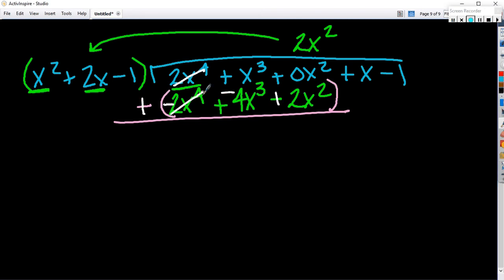The first term should always cancel out on you when you subtract. Because we asked ourselves, what do I need to multiply to make it cancel? What is x cubed minus 4x cubed? That's right. What is 0x squared plus 2x squared? You're absolutely right. What do you do now? Drop down the next term. So I'm going to drop down the next term, which happens to be an x.